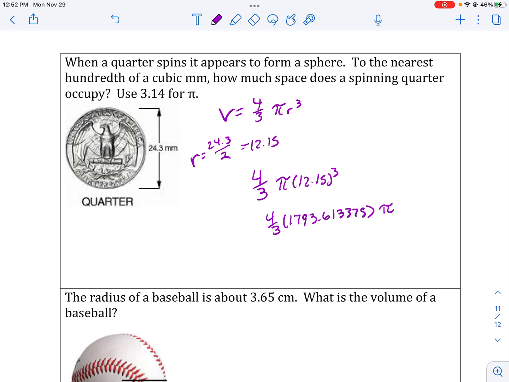So there is my radius cubed. Now I have to multiply that number by 4/3. 2391.4845. And I'm going to substitute 3.14 in for pi. And it says to the nearest hundredth. So I go one past the hundredth place, which is a 1, and that tells me to the nearest hundredth it'll be 7,509.26 cubic millimeters.